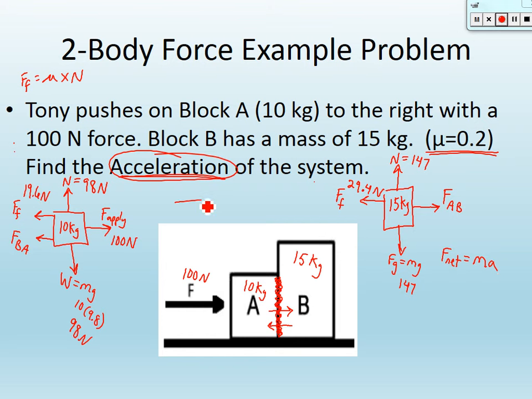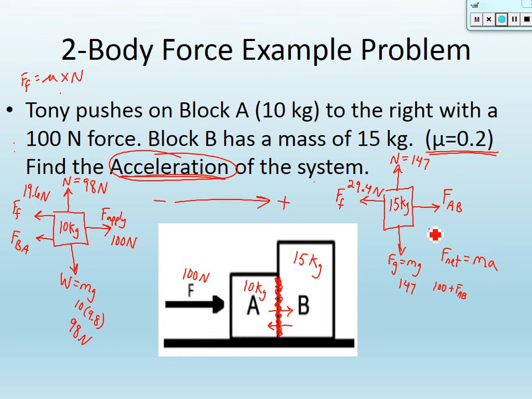Since he's pushing it to the right, I'm going to say that everything to the right is positive. Everything to the left then is negative. What force is to the right on both of these blocks? Applied. Force applied. Okay, so 100. Now, if that's positive, now everything to the left is going to be negative. Oh, but wait, wasn't there another force? The force that A exerts on B. So let's put that in there. So plus the force that A puts on B goes there.